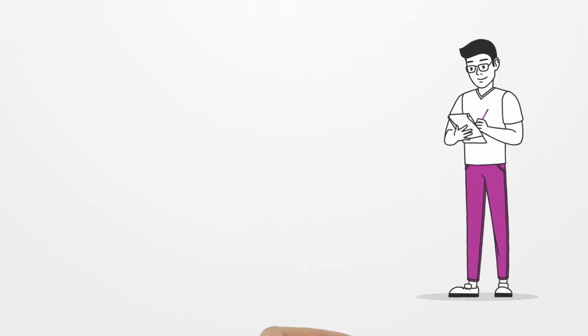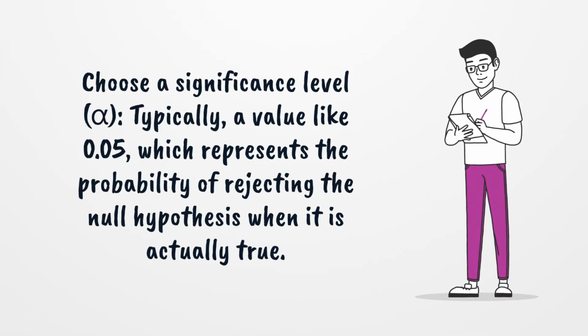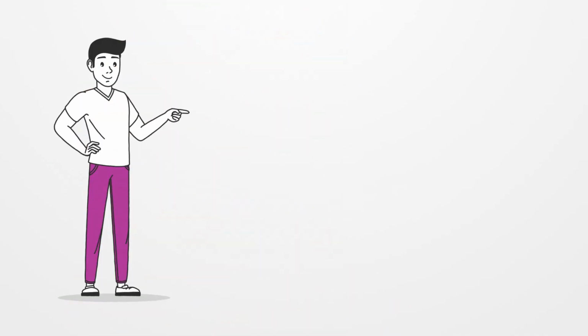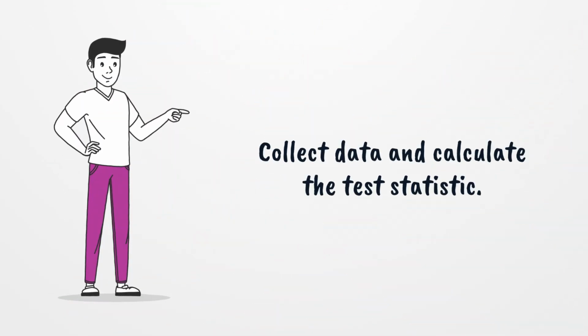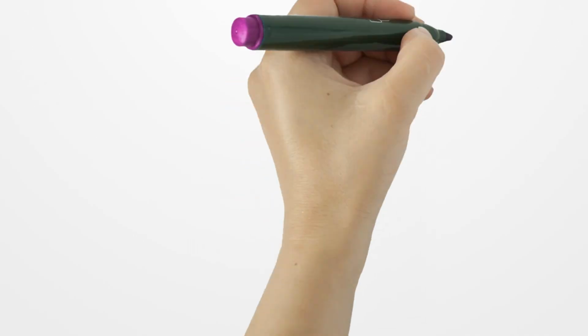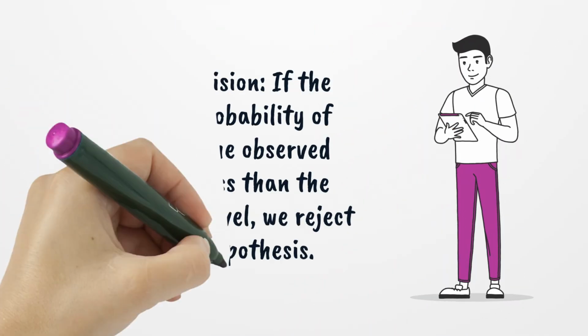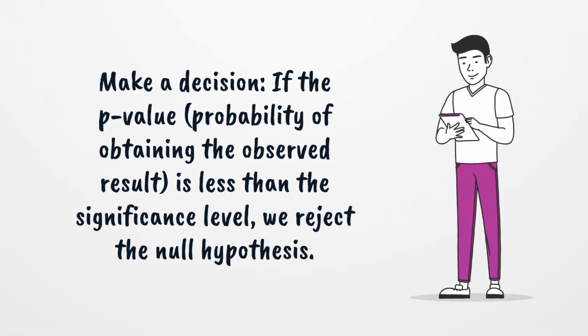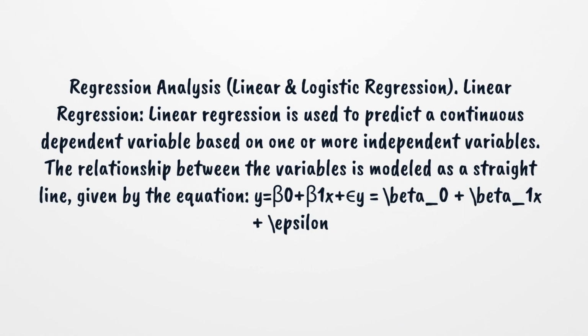Choose a significance level, alpha, typically a value like 0.05, which represents the probability of rejecting the null hypothesis when it is actually true. Collect data and calculate the test statistic. Make a decision. If the p-value, the probability of obtaining the observed result, is less than the significance level, we reject the null hypothesis.